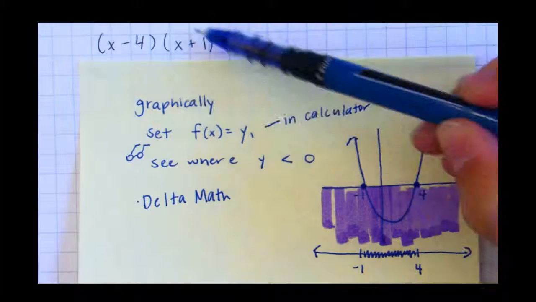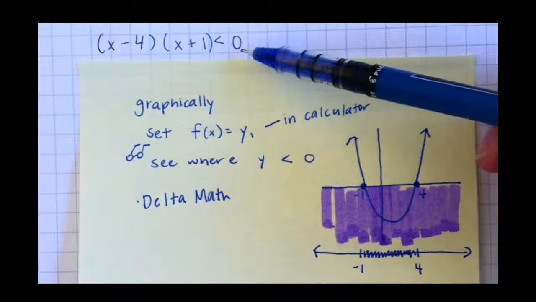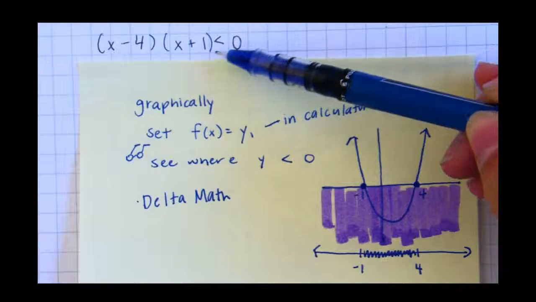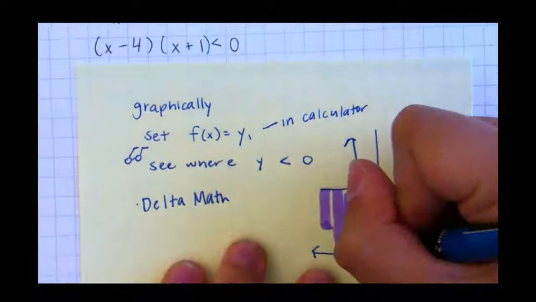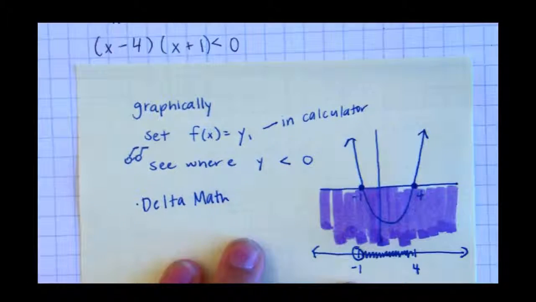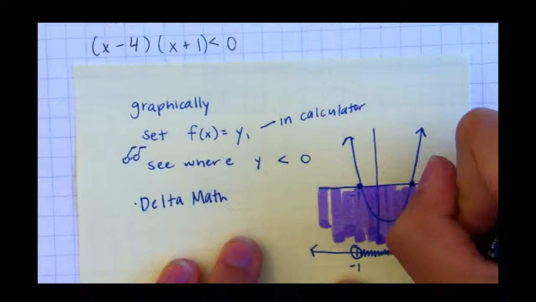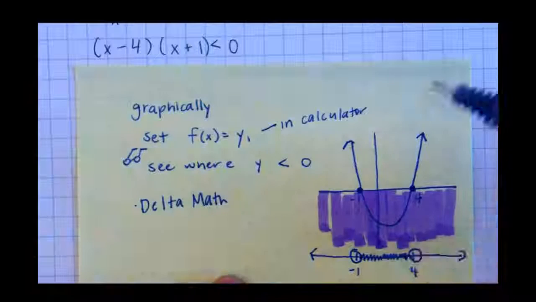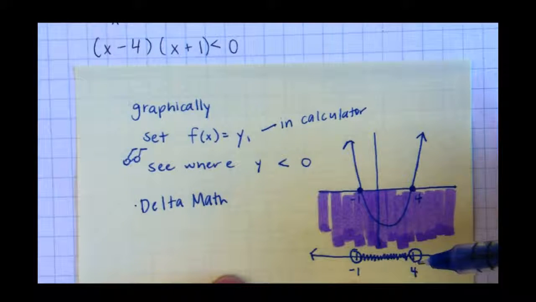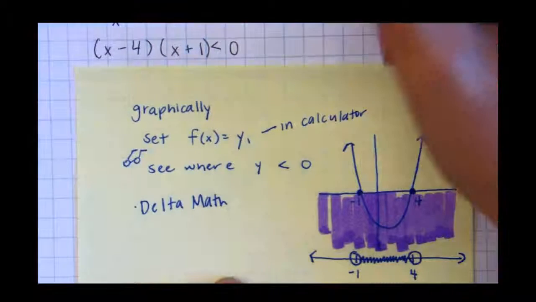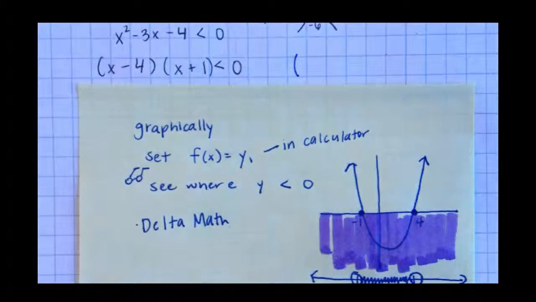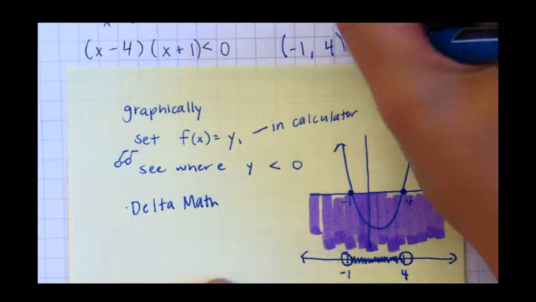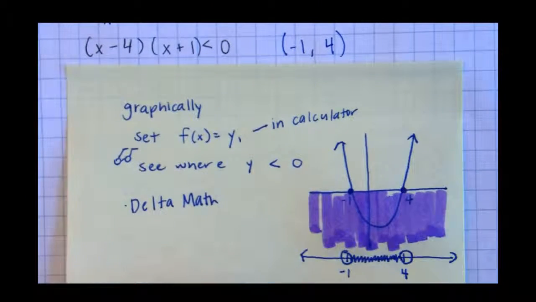Can my y values equal 0 in my inequality? The answer to that is no, because I don't have an or equal to sign. So I've got open circles at negative 1 and at 4. So using inequality notation, what would my solution be? You should end up with a parenthesis, negative 1, comma 4, close parenthesis.